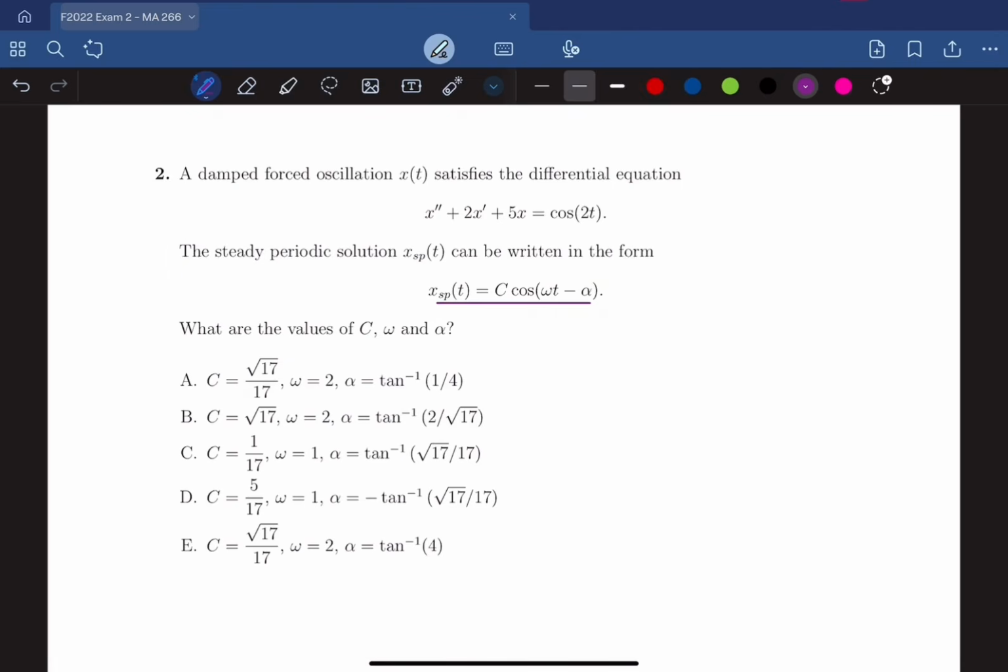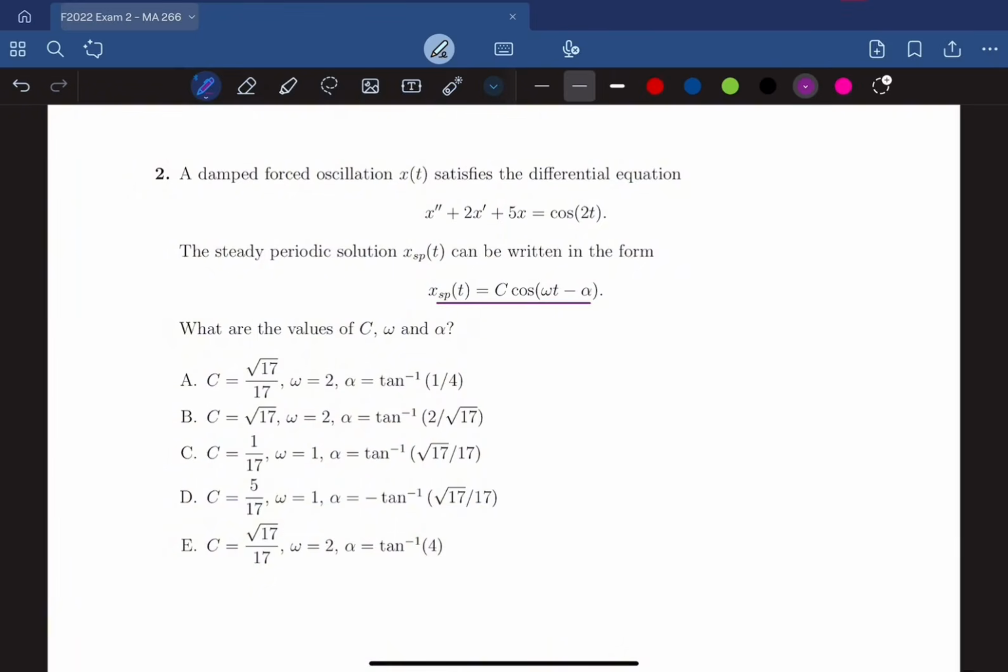So the first thing I'll say is that xsp, the steady periodic solution, is essentially the same as x particular, our particular solution. And in these kinds of oscillation problems, you're going to see two things. You're going to see xsp, which is a particular solution, and then xtr, which is our transient solution.